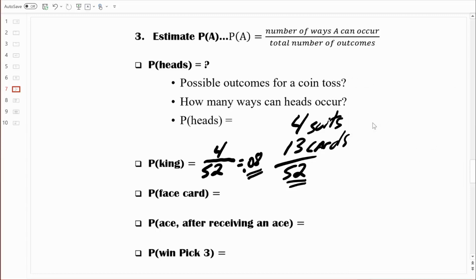0.08. So about 8% of the time, when we randomly select a card from a full deck of cards, we will find a king.